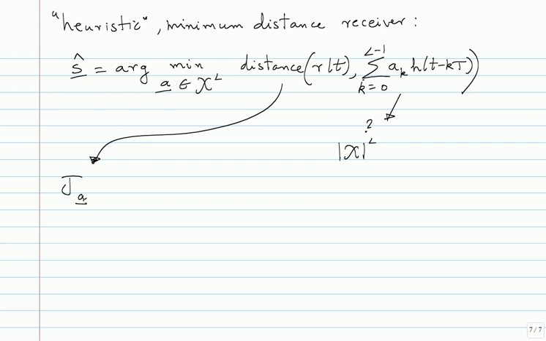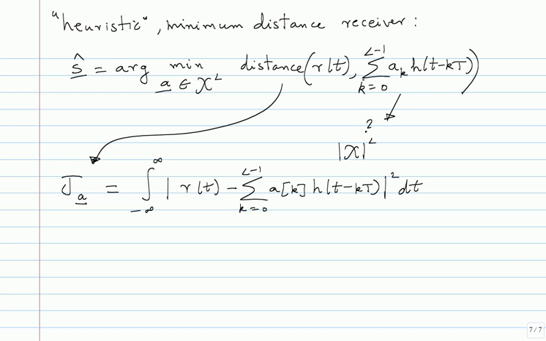J sub A. It will be the L2 distance between these two waveforms. What will be the L2 distance? Integral from minus infinity to infinity of modulus r(t) minus summation k equals 0 to capital L minus 1 of a_k, so I should be careful how I write a_k, so I'll write a_k here, h(t minus kT), mod square, dt.